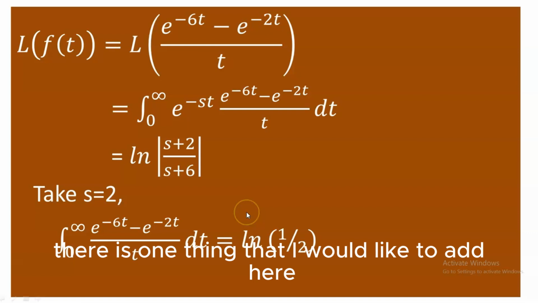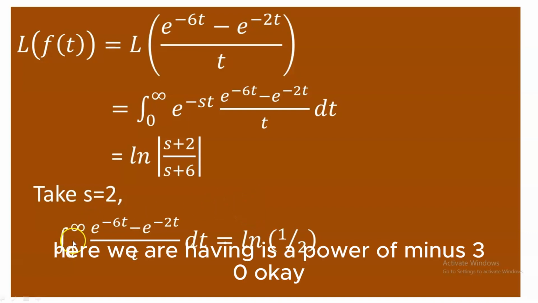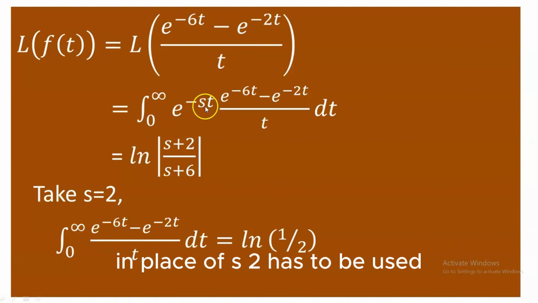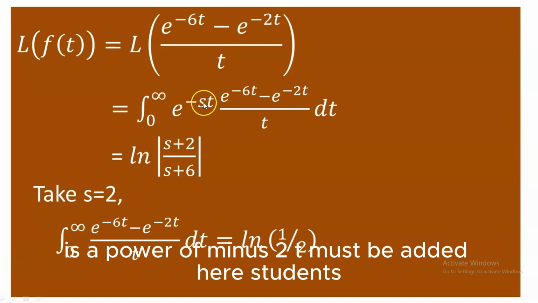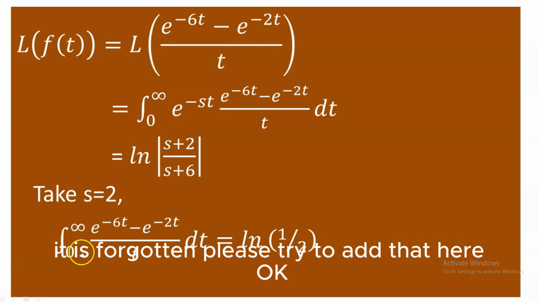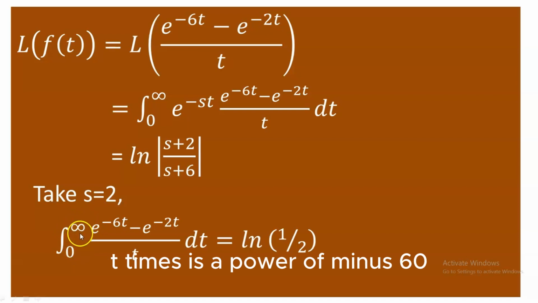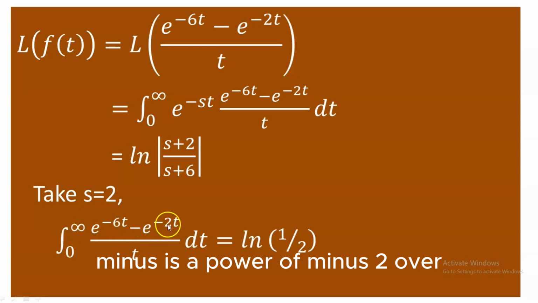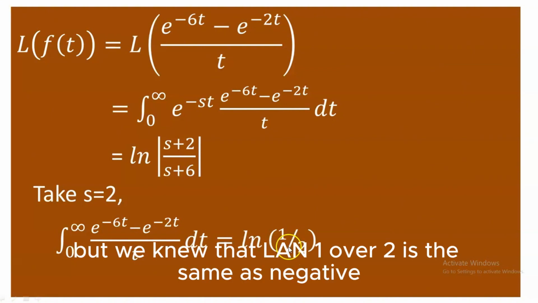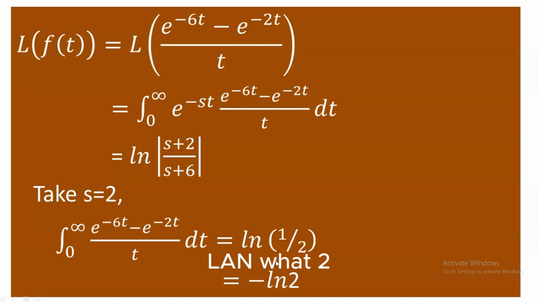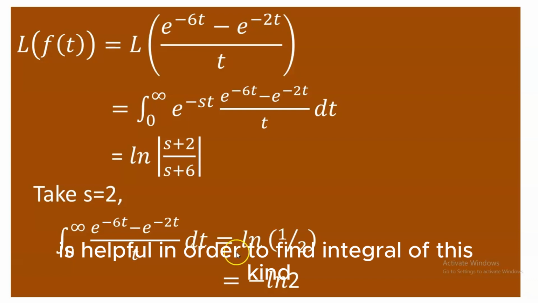Basically, dear students, there is one thing that I would like to add here. Here we are having e to the power of minus 2t, okay? Look, in place of s, 2 has to be used. So the integral from 0 to infinity of e to the power of minus 2t must be added here, students. It was forgotten, please try to add that here, okay? e to the power of minus 2t times e to the power of minus 6t minus e to the power of minus 2t over t is going to be ln 1 over 2. But we knew that ln 1 over 2 is the same as negative ln 2. So the Laplace is helpful in order to find integrals of this kind.